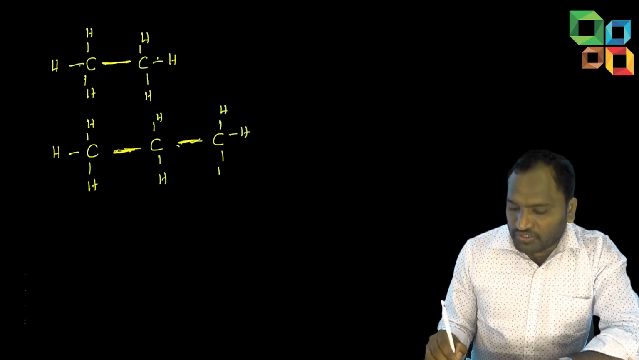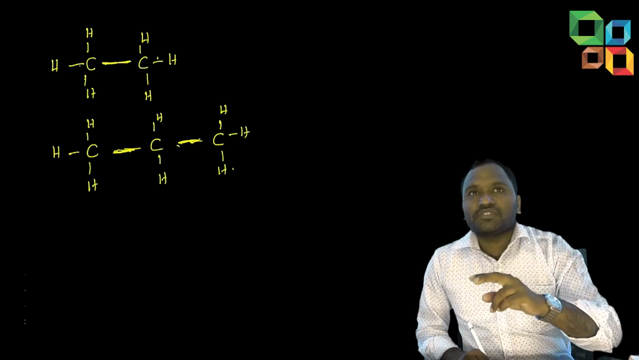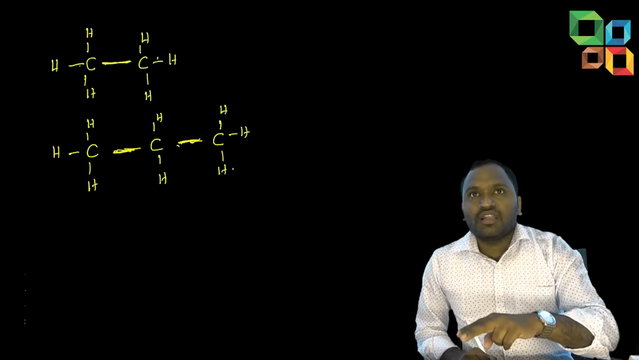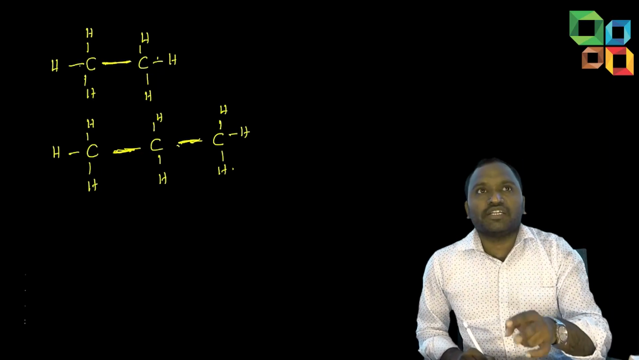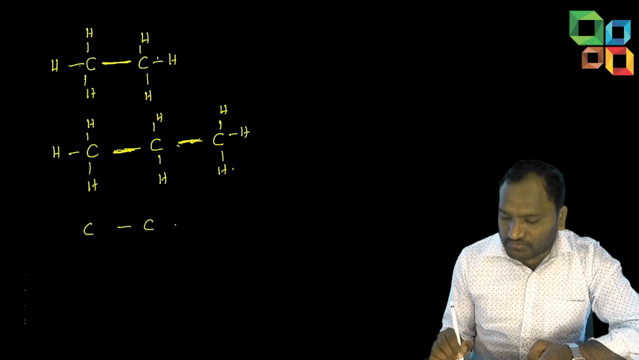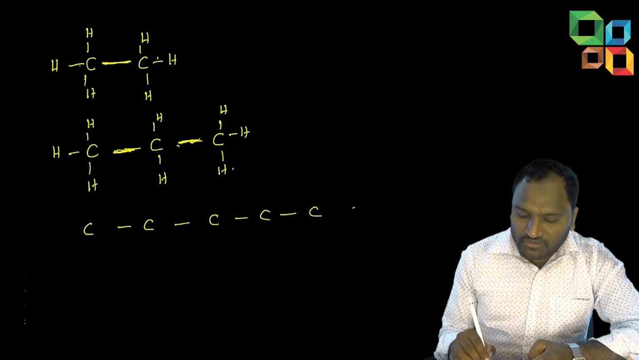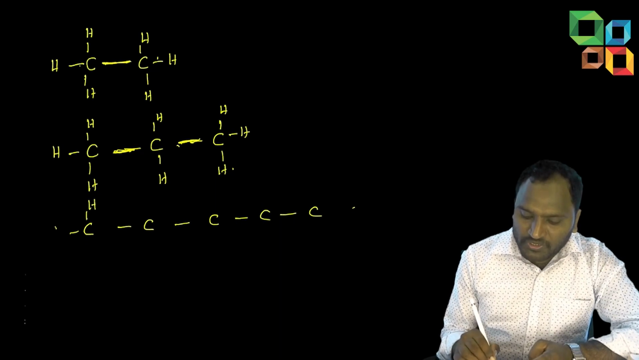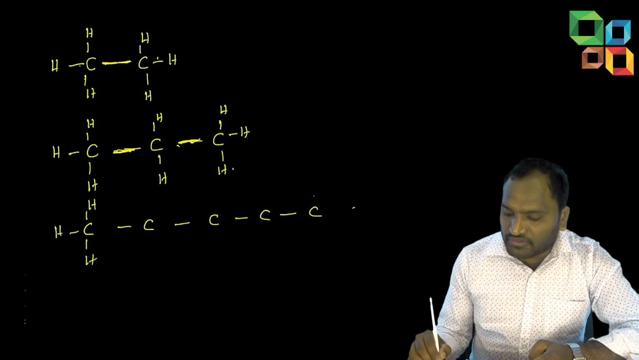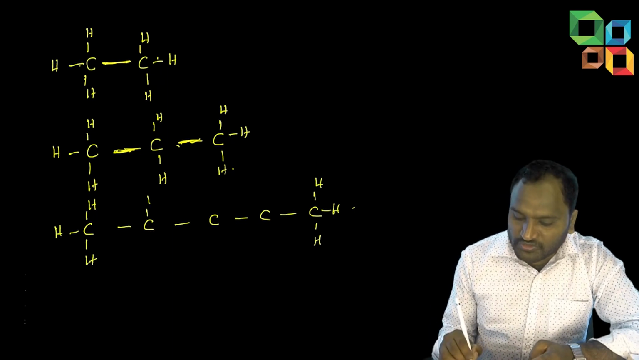So from this, what did you observe, students? Terminal carbon atoms are getting 3 hydrogens. Non-terminal carbon atoms are getting 2 hydrogens. If I take a big chain also, we can arrange easily. Terminal carbon atoms will get 3 hydrogens. Non-terminal carbon atoms will get 2 hydrogens.